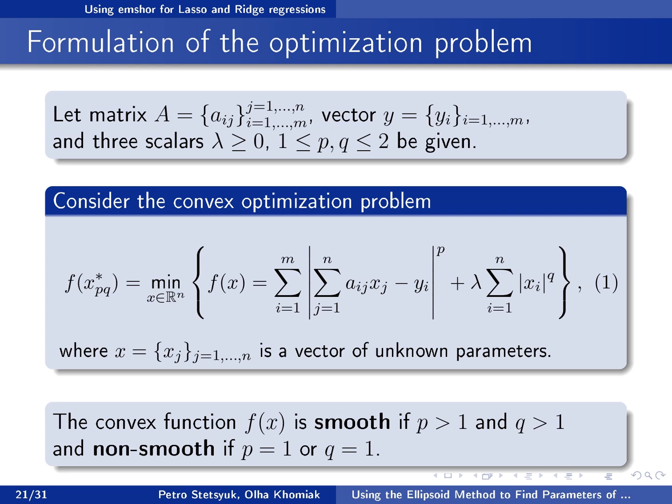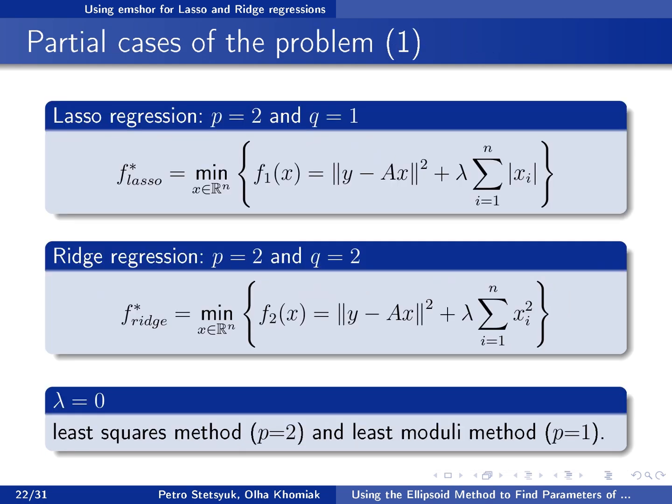The second part of the function f at x is responsible for the regularization. The first part is responsible for a good approximation of the y vector by means of linear regression with matrix A and vector y. The function f at x is convex. It is smooth if p is greater than 1 and q is greater than 1, and non-smooth if p is equal to 1 or q is equal to 1. It is easier with smooth functions. For them there are more methods for solving, but for non-smooth ones, fewer methods. The method we use will cover the entire class of convex functions, both smooth and non-smooth.